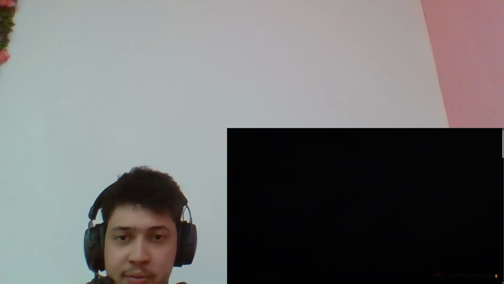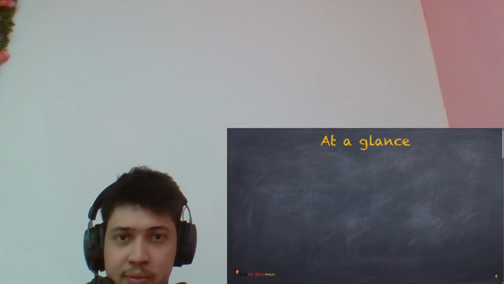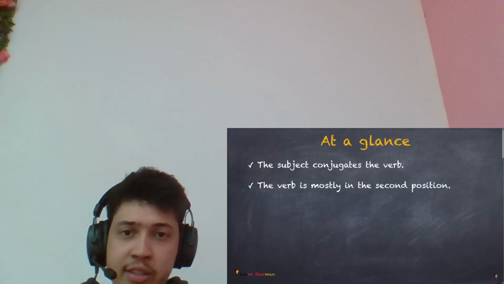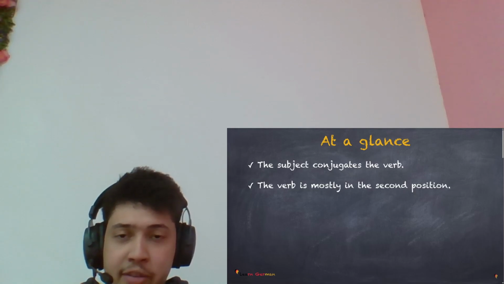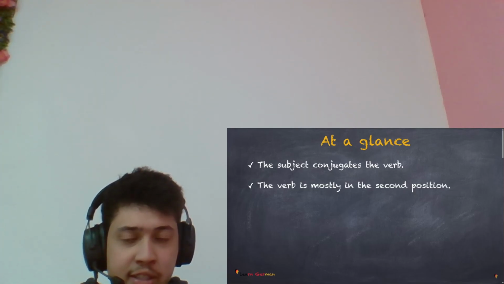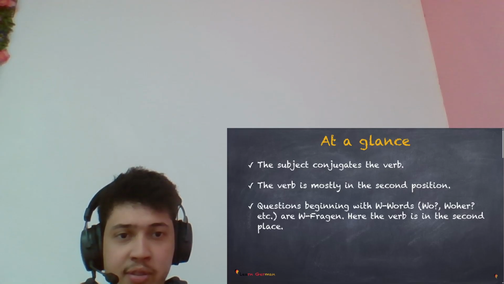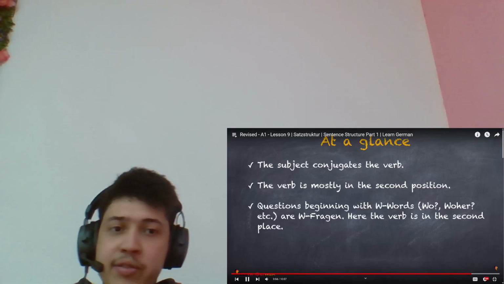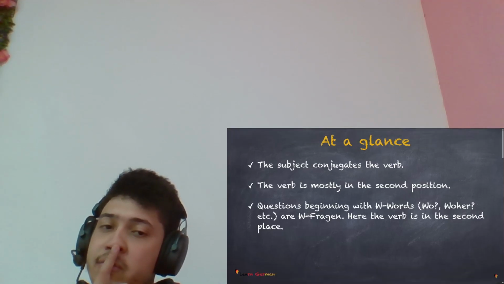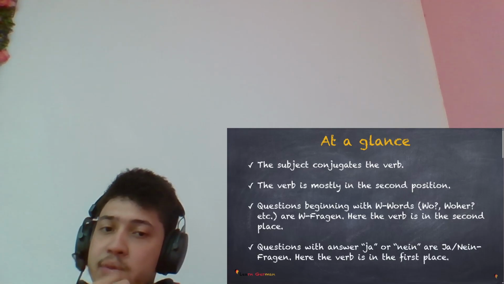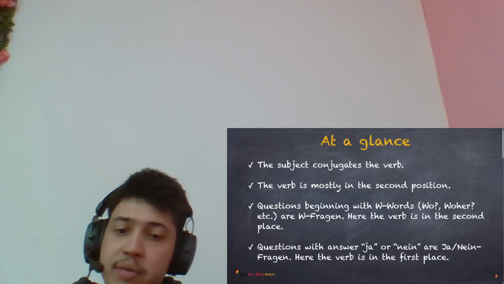And now here's a quick overview of what we have learned. The verb, whether in the first or in the second position, conjugates by the subject. The verb is mostly in the second position, not every time. The subject is either to the right or to the left of the verb. Questions beginning with W words, wo, woher, etc. are W-Fragen. Here the verb is in the second place. Questions with answer ja or nein are Ja-Nein-Fragen. Here the verb is in the first place.